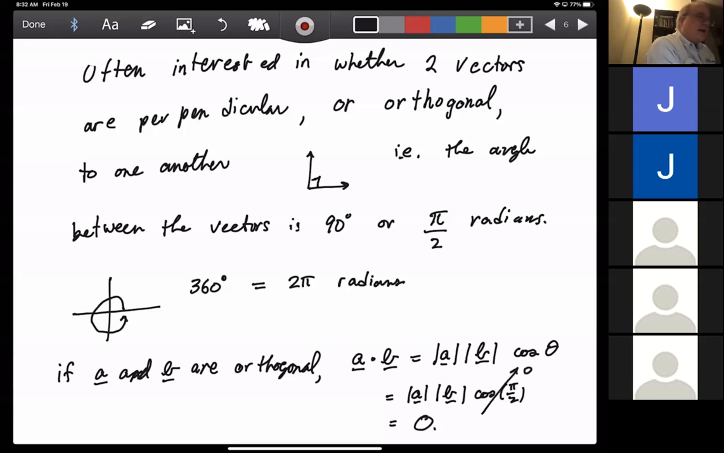So you can check whether two vectors are at right angles to each other or are perpendicular or they're orthogonal, right? These are three ways of saying the same thing. By taking the dot product of the vectors, if the dot product is 0, the vectors are orthogonal. If the dot product is not 0, the vectors are not orthogonal. Okay, so that's a fairly straightforward thing.